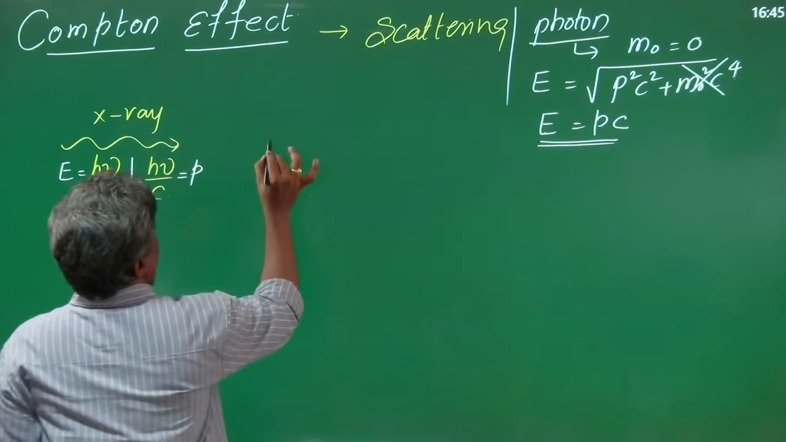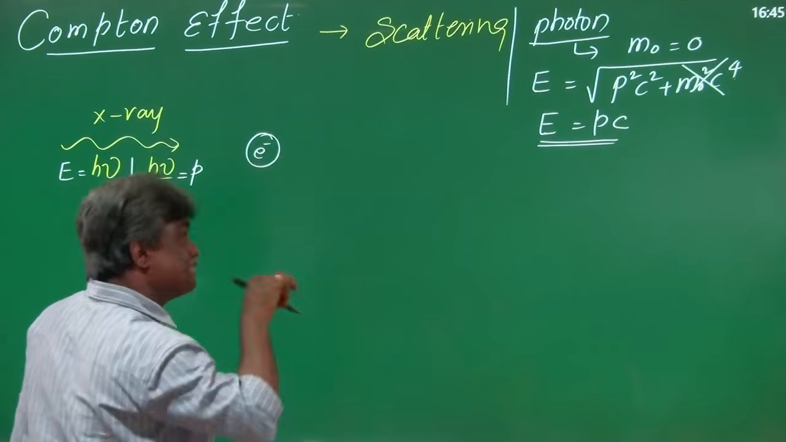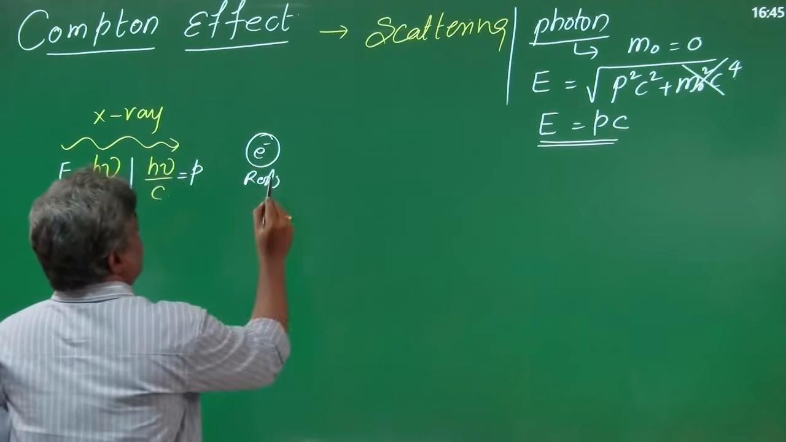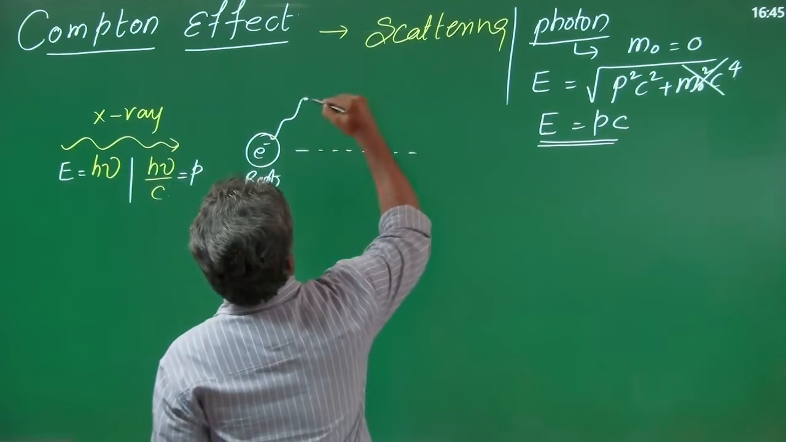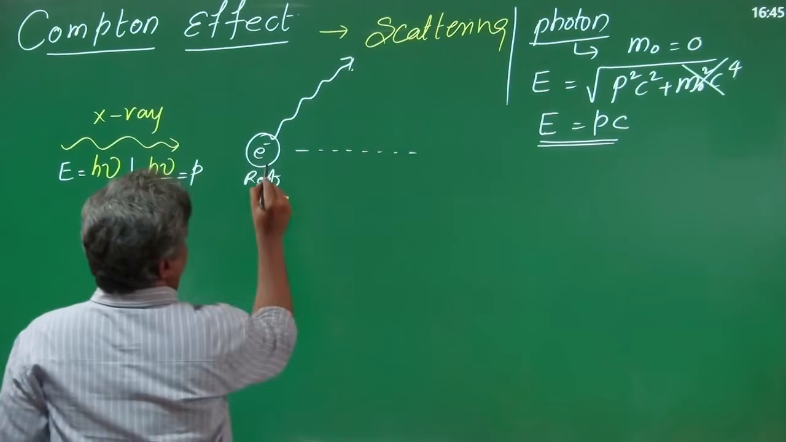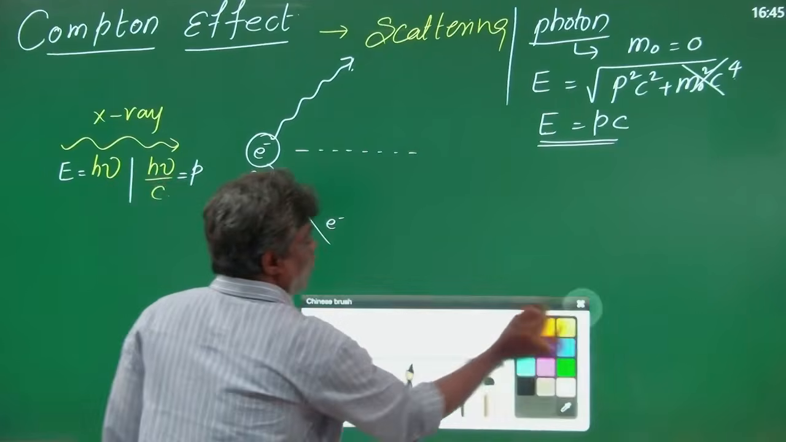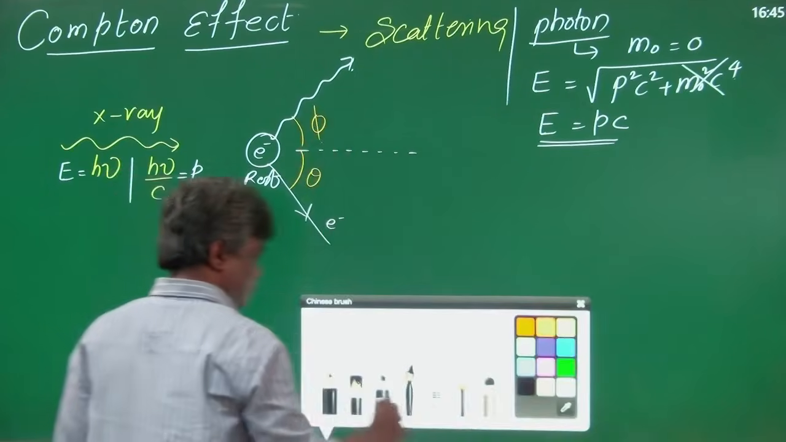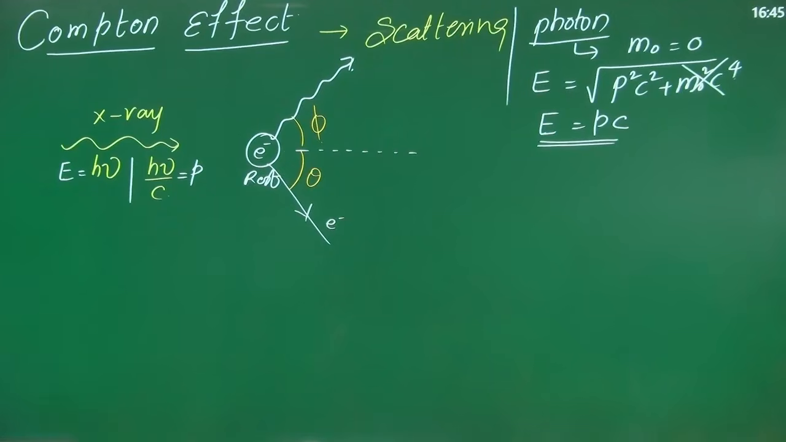Right. Now here we have an electron which is at rest. Now after that, this is a scattered photon and this is a recoiled electron. The electron is recoiled at an angle theta and this is at an angle phi. So this is what they observed. Okay, fine.